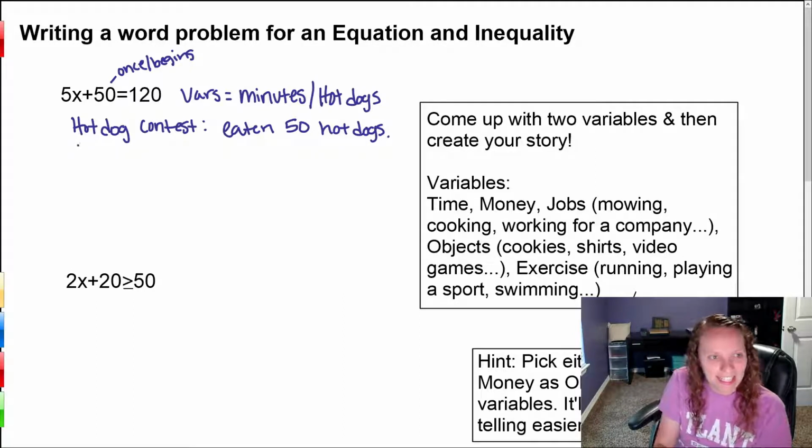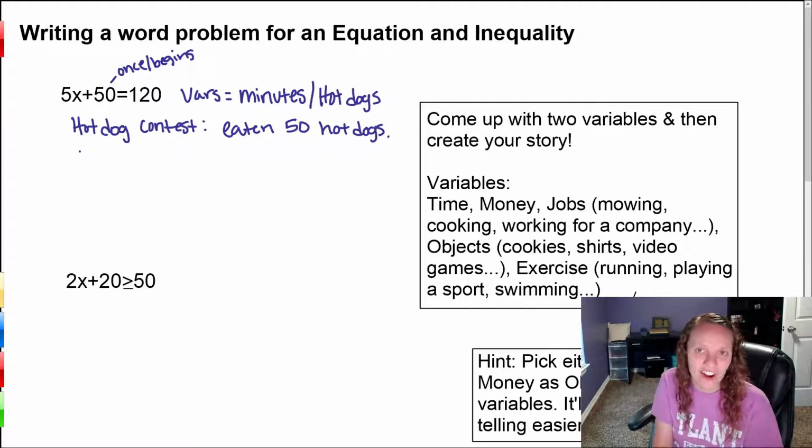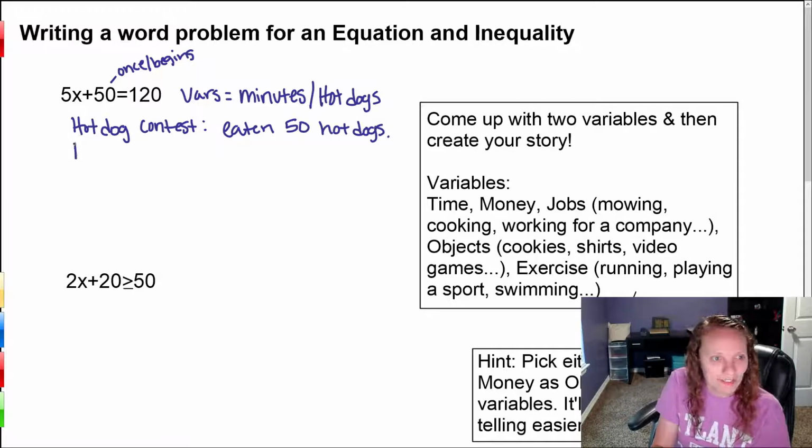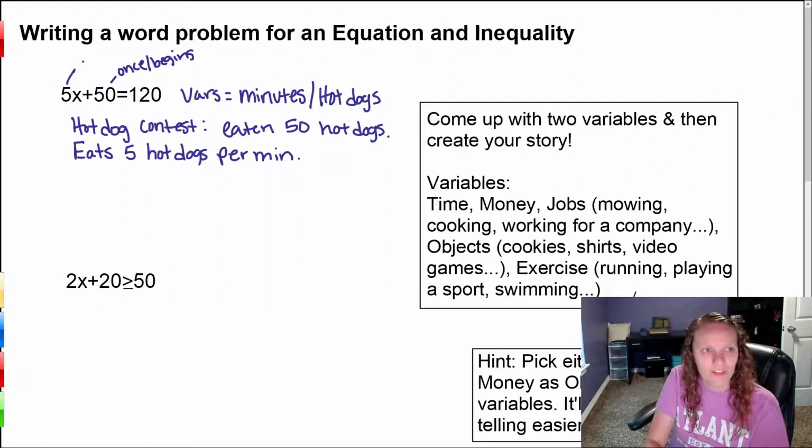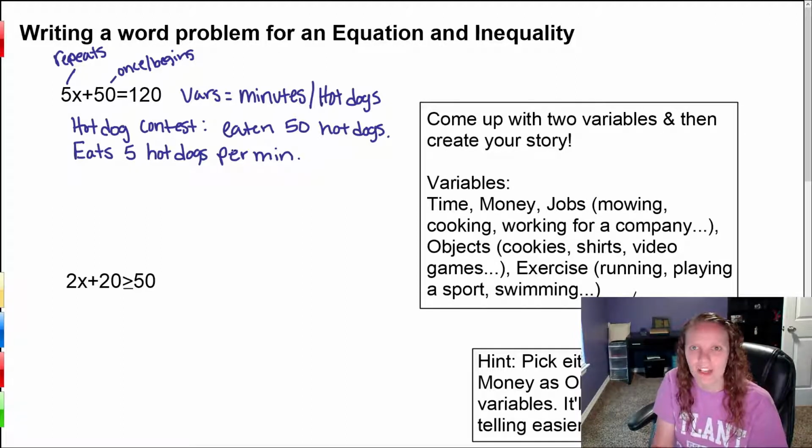And he is eating at a rate of 5 hot dogs per minute. So remember, the number that goes with the variable, that's what is repeating. And then the per minute tells us that that's happening over and over.